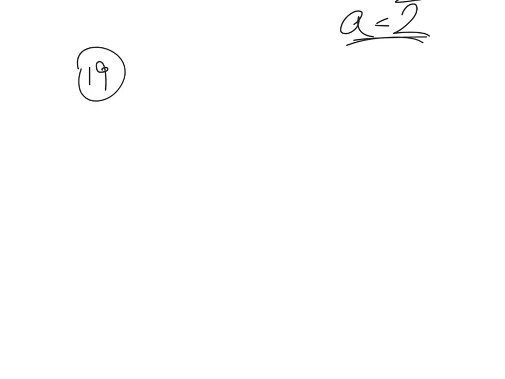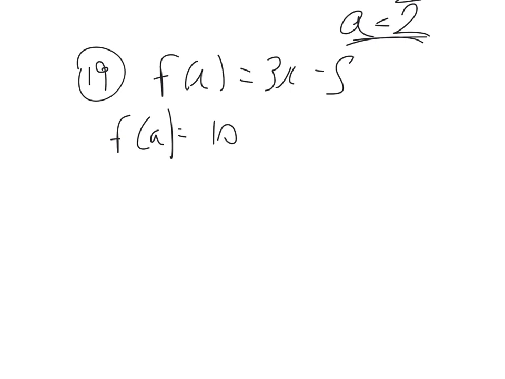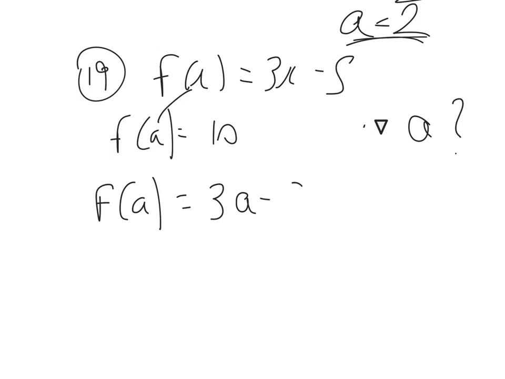Example 19. F of x equals 3x minus 5. F of a equals 10, and find a. So again, where I see x, replace it with a. Forget the 10 for a minute. So don't sub in 10, we sub in a. So where you see x, replace it with a. Instead of 3x minus 5, it's 3a minus 5.